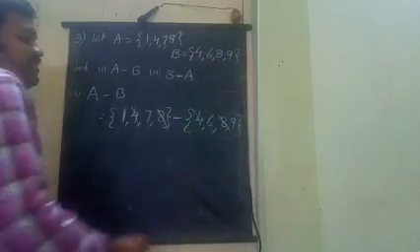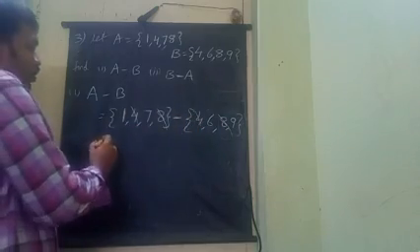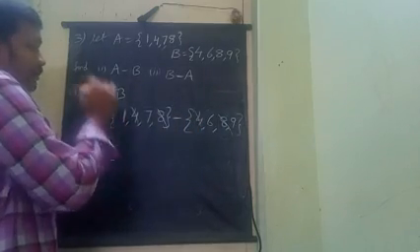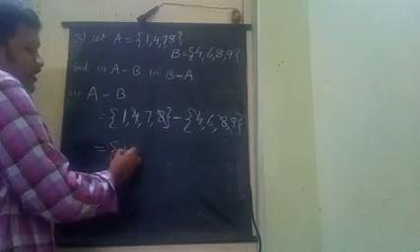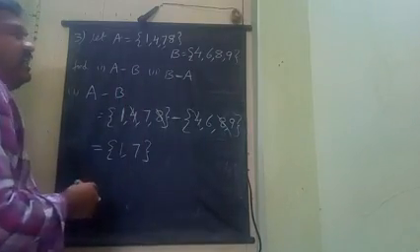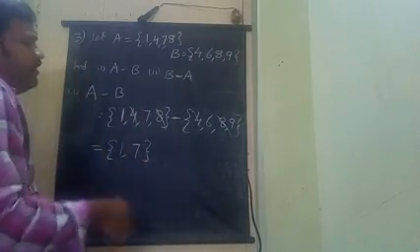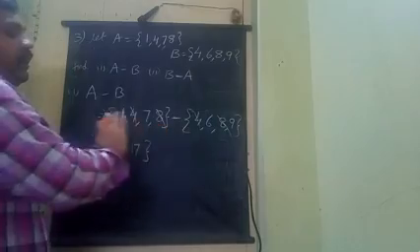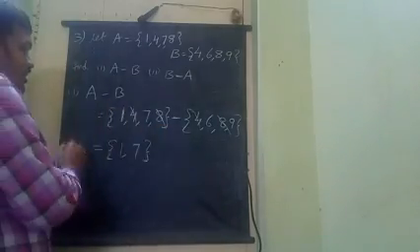4, 4. 8, 8. Are there any common elements? No. So the answer is what remains in the first set, only the first set elements: 1 comma 7. Don't write the second set, leave that. The second set has so many numbers, and whatever the biggest numbers may be, don't take the second set, only the first set we have to take.